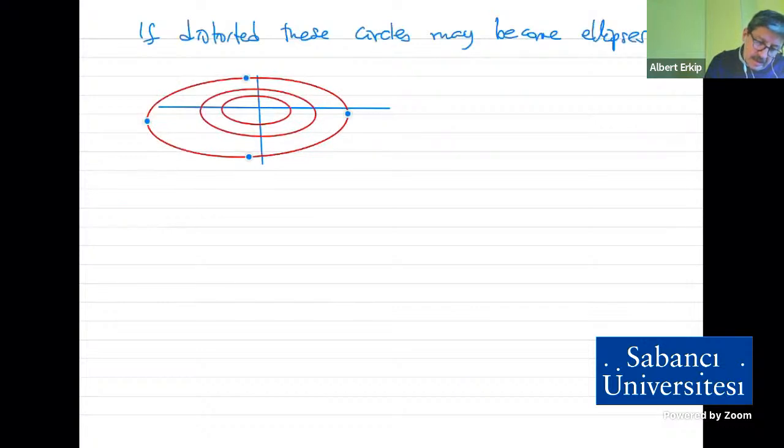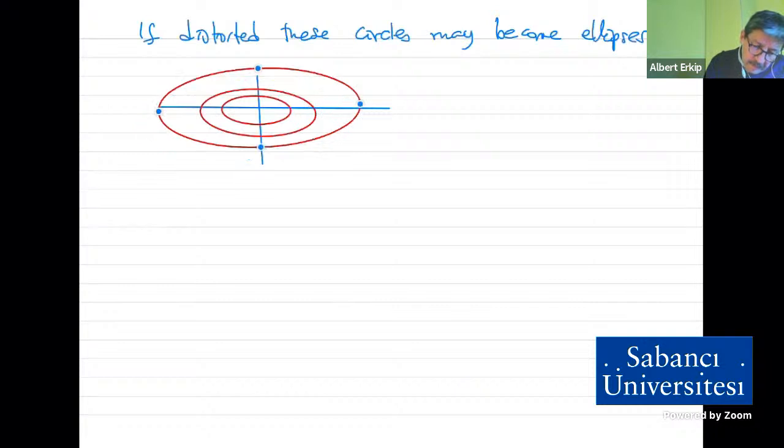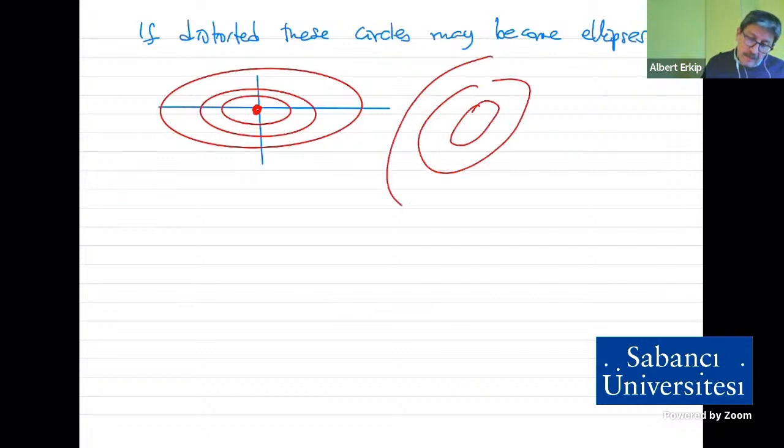Okay, so these ellipses have to be all similar to one another. They all have to be the same, though. These are concentric ellipses, and 0, 0 is the common center. If distorted a bit more, these may become ellipses like this, depending on how you turn.